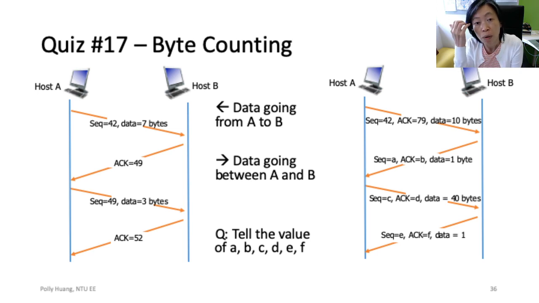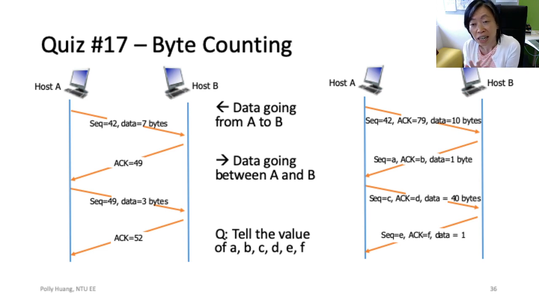Similarly, when host A is sending the second data, the ACK coming from host B is saying that I'm expecting 49. Therefore, the first byte going out should be exactly 49 if this is new data. The data is 3 bytes there, therefore the second ACK going back to host A should be 49 plus 3. Good. Now, the question is actually on the right.